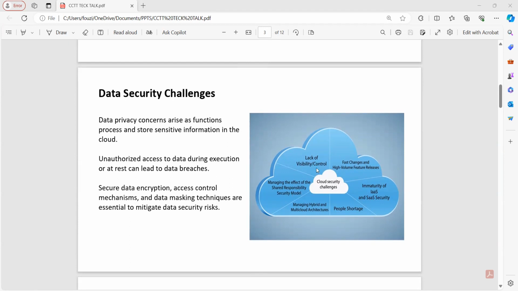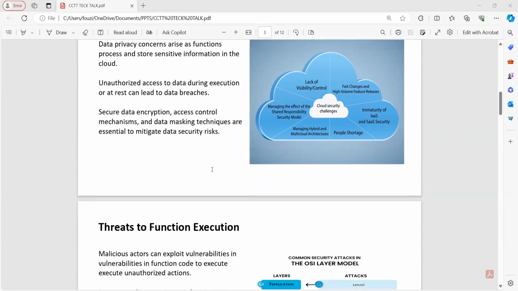Cloud security challenges: the lack of visibility and control, fast changes and high-velocity feature releases, immaturity of IaaS (infrastructure as a service) and SaaS (software as a service) security, people shortage, managing hybrid and multi-cloud architecture, and managing the effect of the shared responsibility security model. So these are all challenges of cloud security.